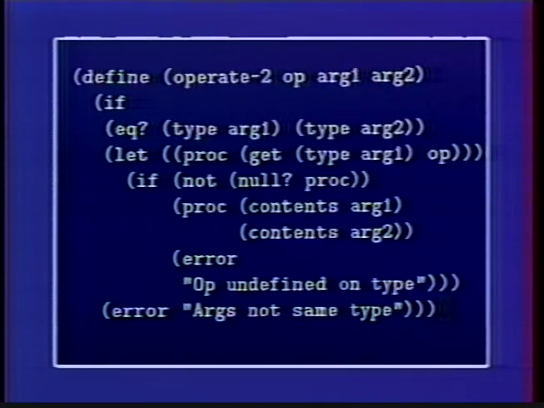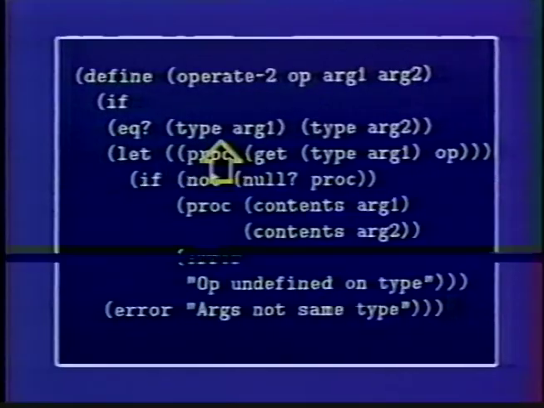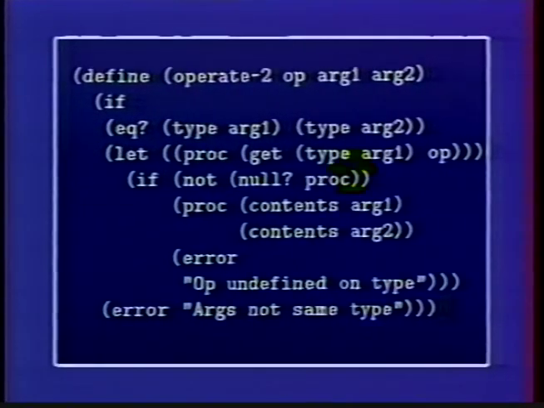Well, the first thing we're going to do is check and see if the 2 arguments have the same type. So we'll say, is the type of the first argument the same as the type of the second argument? And if they're not, right, we'll go off and complain and say that's an error. We don't know how to do that.